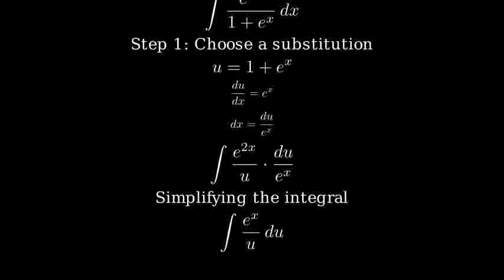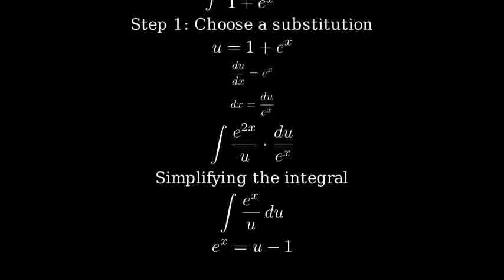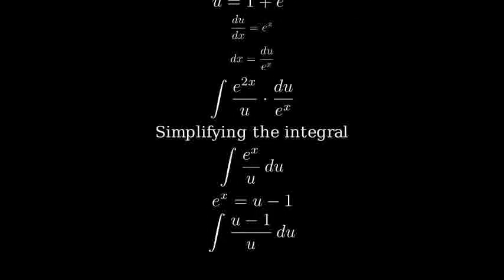At this point, we still need to simplify further in order to fully integrate. To do that, let's substitute back in terms of x in terms of u, with u equals 1 plus e to the power of x. This makes e to the power of x equal u minus 1. Now substitute back into our integral. We now have the integral of u minus 1 over u with respect to u.